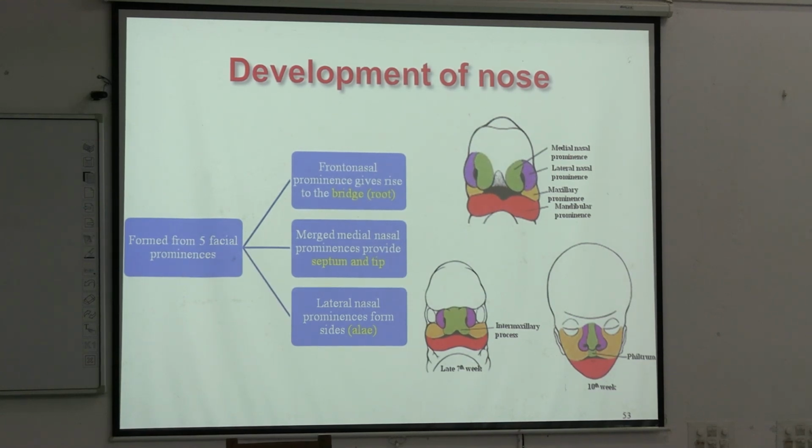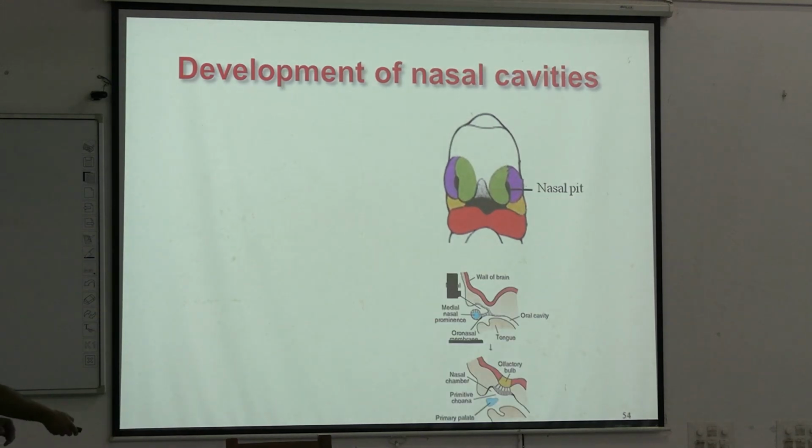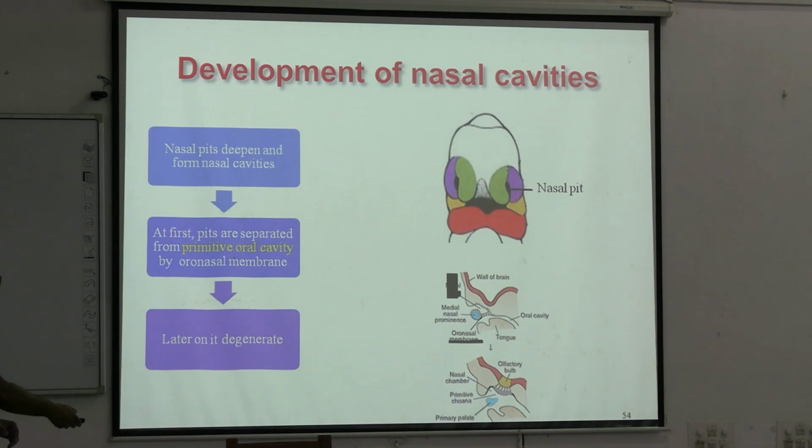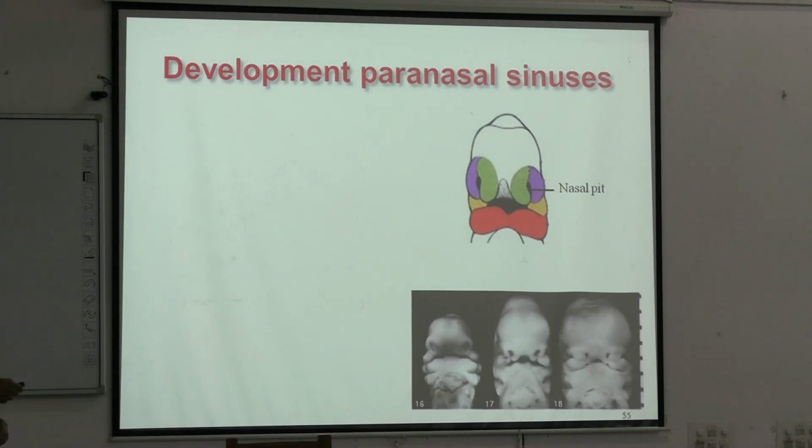The ala of the nose is formed by the purple element, which is known as the lateral nasal prominence. So this is what we are talking about with the nose, and the nasal cavity is formed by the enlargement of the nasal pit, right side and left side coming together and making this dip. Coming from the nose, we have expansions of the nasal cavity, which we call the paranasal sinuses.